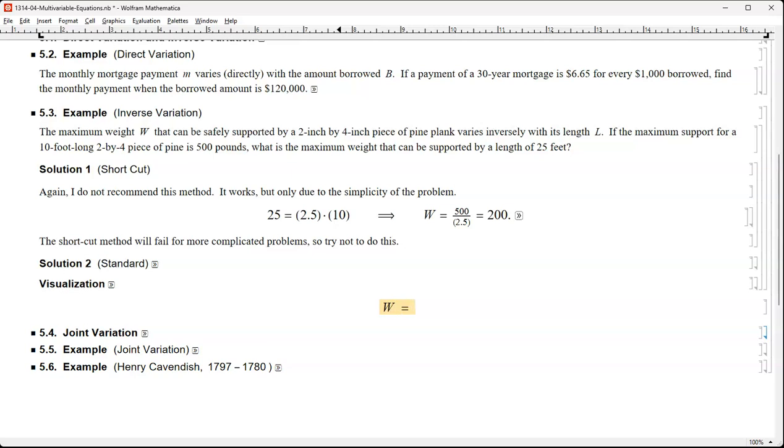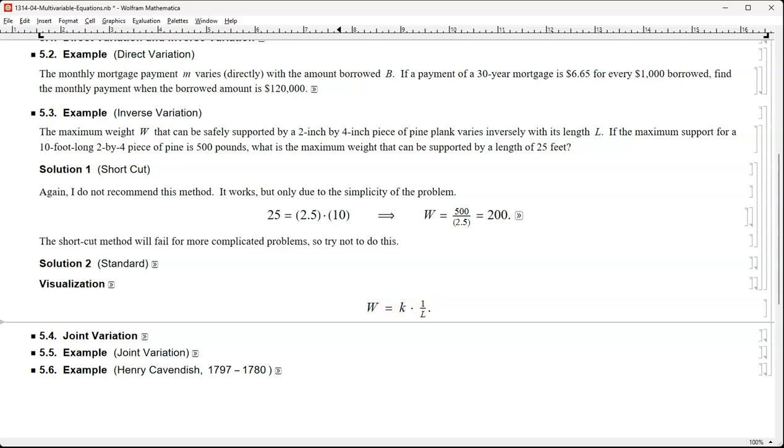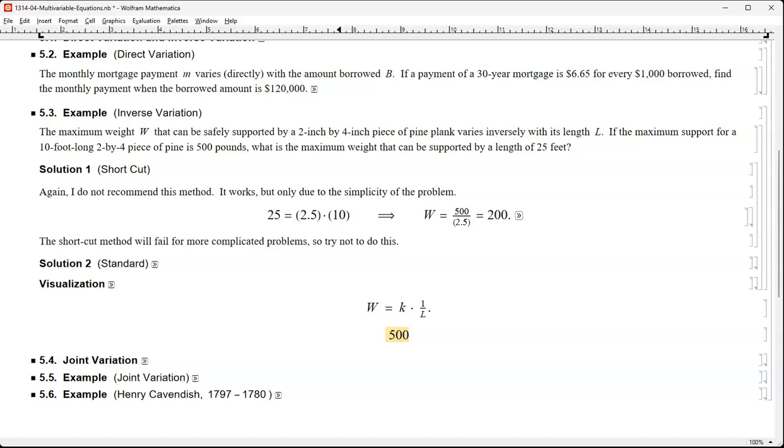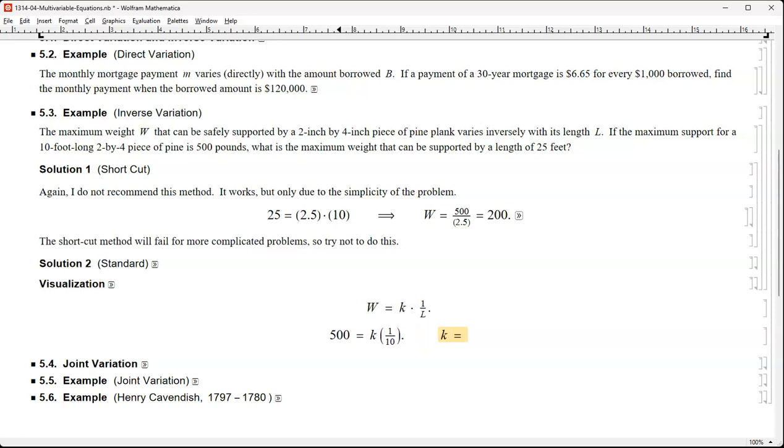The weight support is inversely proportional to the length. So that's the variation equation. Inverse variation. Now plug in the numbers to find K. 500 is K times 1/10. K is 500 times 10, 5,000.